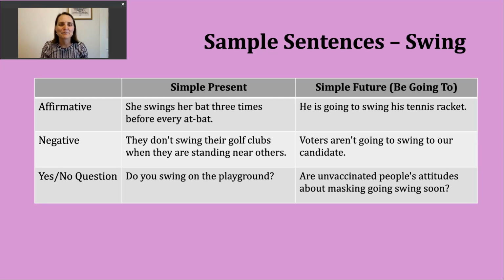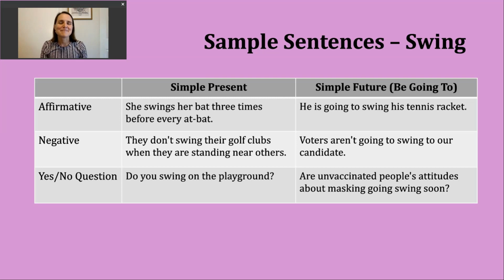Let's look at another example sentence. They don't swing their golf clubs when they are standing near others, right? And that's a good idea. If you're unfamiliar with golf, they have a very big backswing, a back motion. So they could hurt someone if they were standing too close to others.